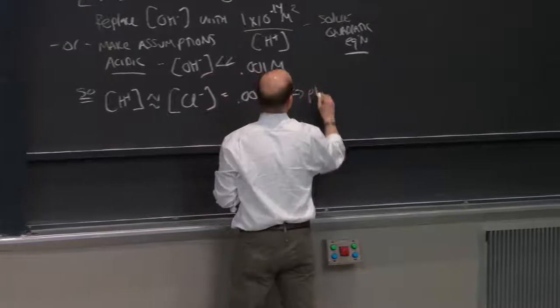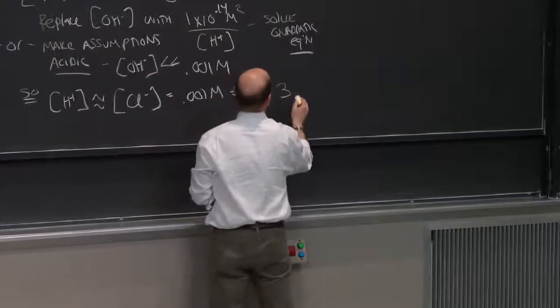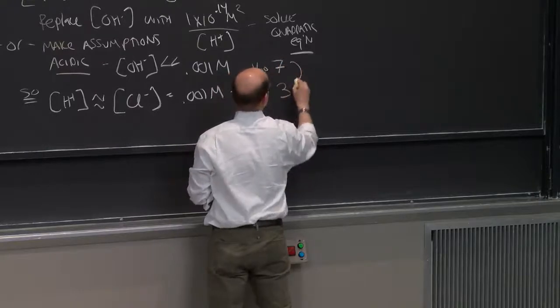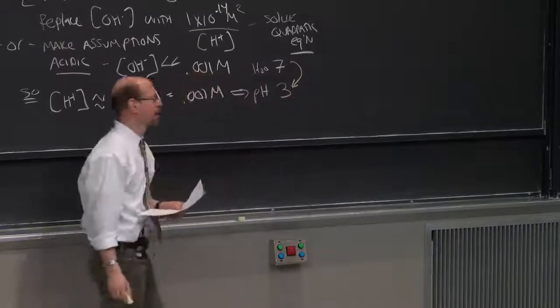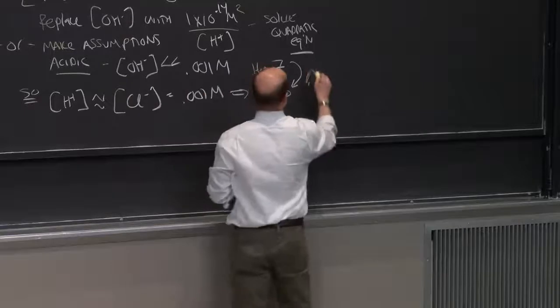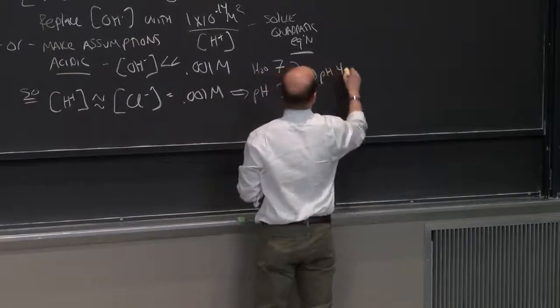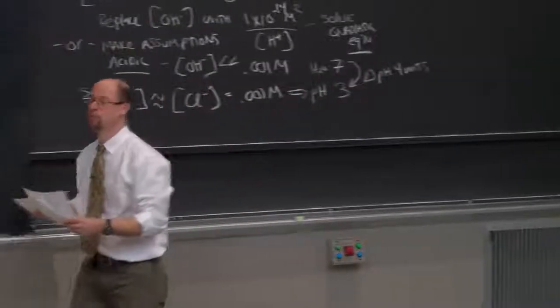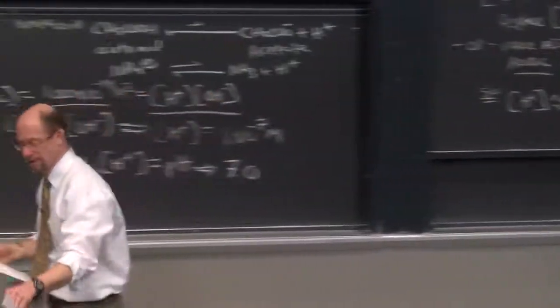And therefore, the pH is now 3. So the pH started out for H2O at 7, and then after I added 1 millimolar of hydrochloric acid, it dropped to 3, and I had a change in pH of 4 units. Okay? Easy. Super easy, if I assume complete dissociation.